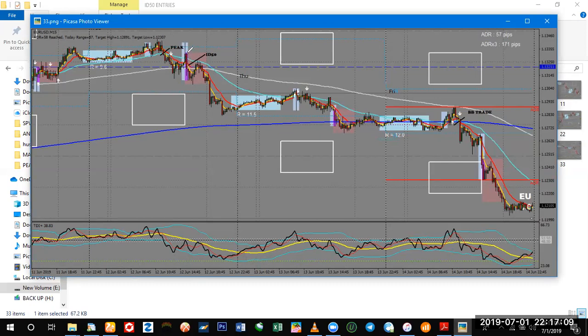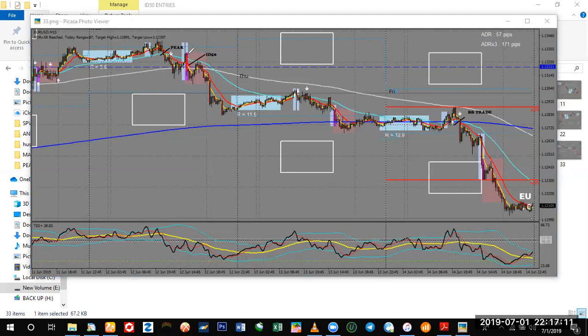So our entries, you see this candle, this red candle, it's closed below the 13 and the 5 EMA. So there is your entry.